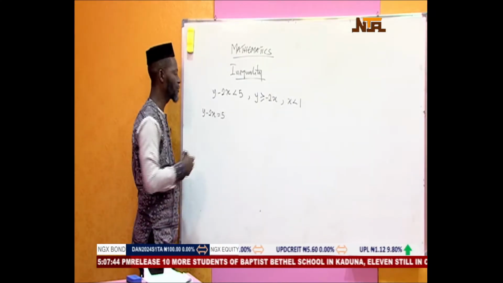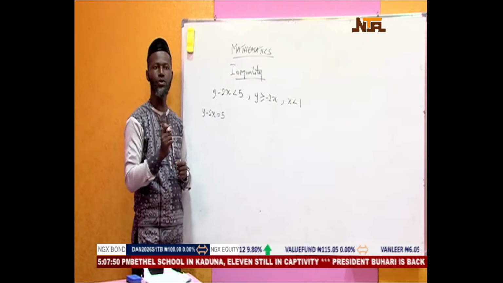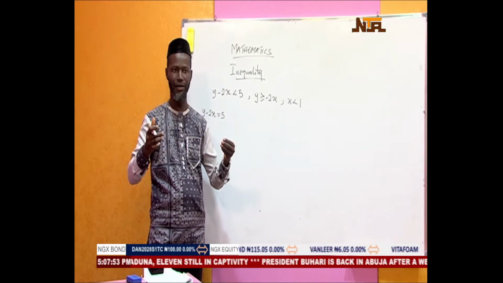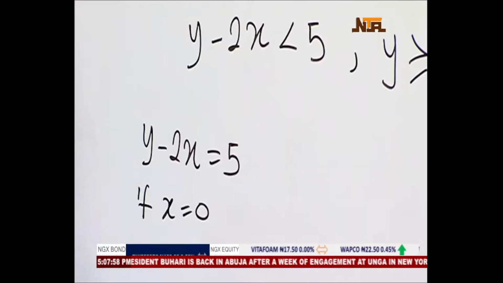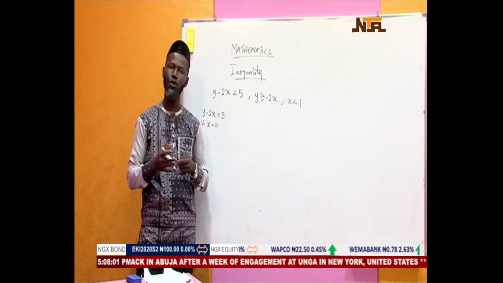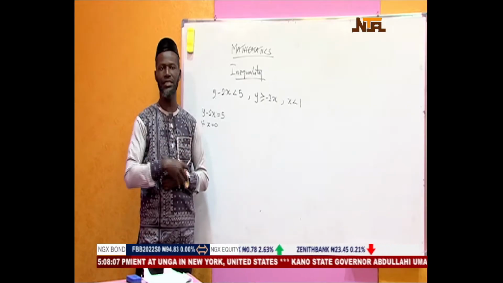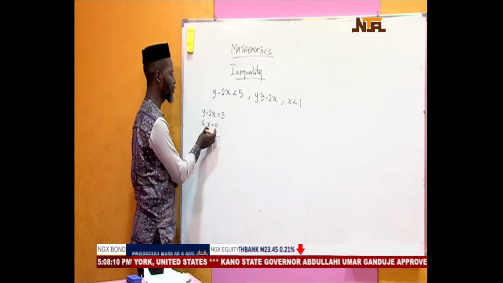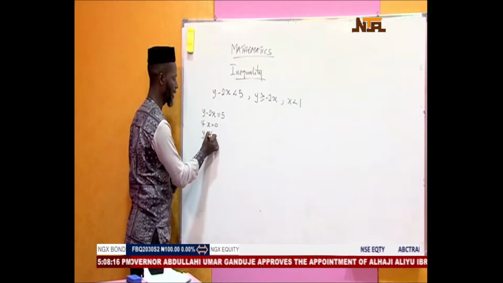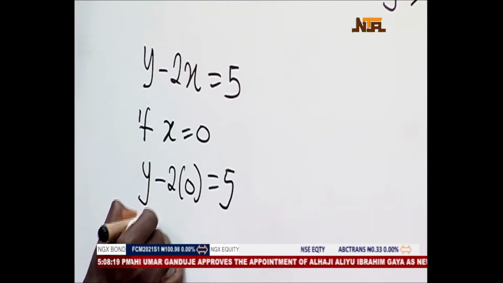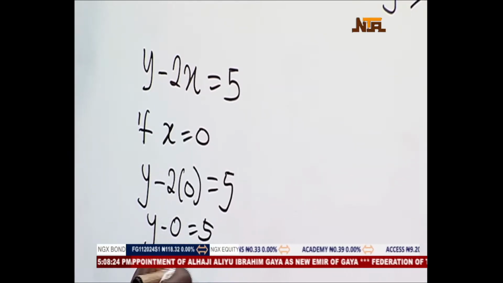So having assumed that this is a normal equation, which is equal to, we now find the coordinates in order to have our straight line. The first thing is you assume that x is equal to 0. Now, if x is equal to 0, what will be the corresponding value of y? All you need to do is to substitute 0 for the value of x here. So we now have y minus 2 into bracket 0 is equal to 5. That is y, 2 times 0 is 0, minus 0 is equal to 5. Therefore, y is equal to 5.